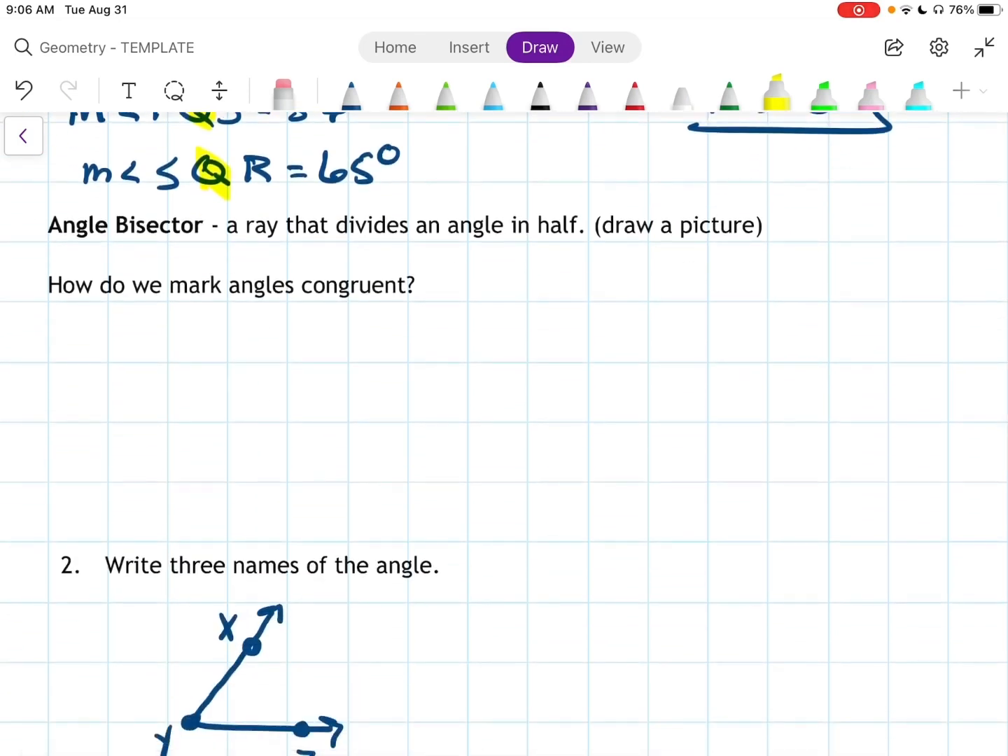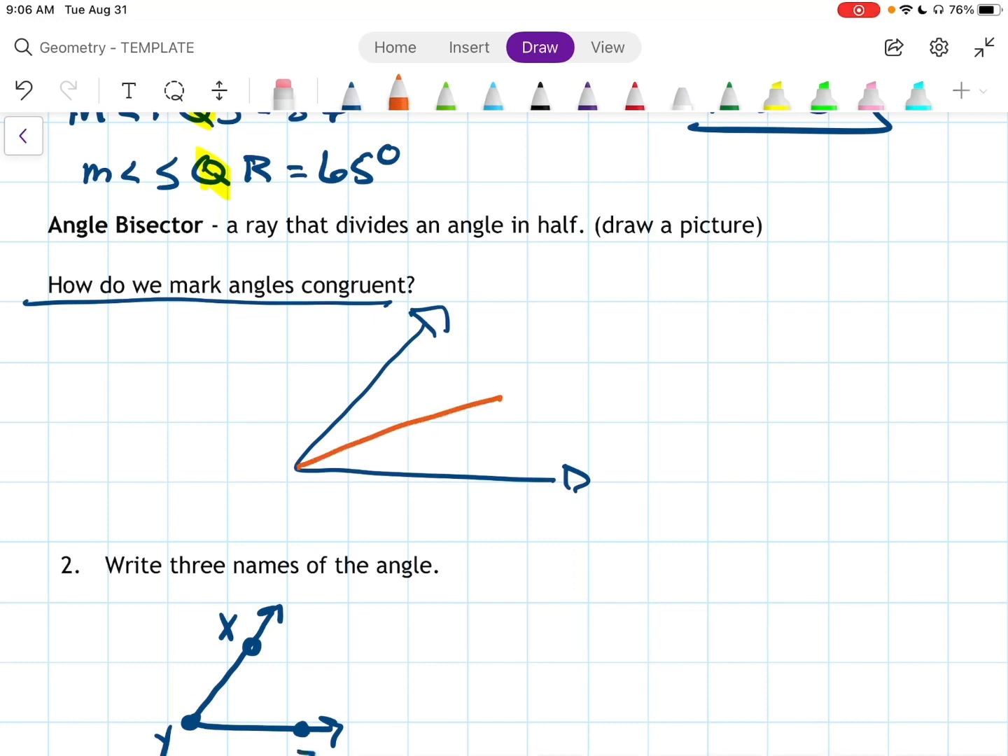Next up, an angle bisector, a ray that divides an angle in half. Actually, I'm going to draw a picture right down here. And then also we have the question, how do we mark angles congruent? So if I have an angle here, the bisector would come out like that. And then we would mark the left and the right angles with one swoop. I always call them a swoop, to signify that they are equal. So that orange ray would be the bisector of the blue angle there.